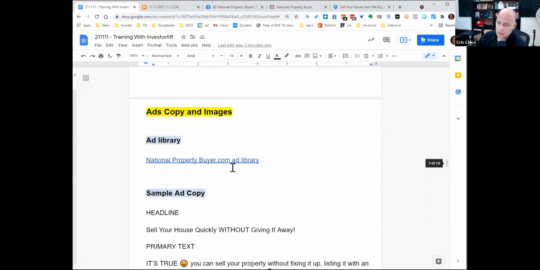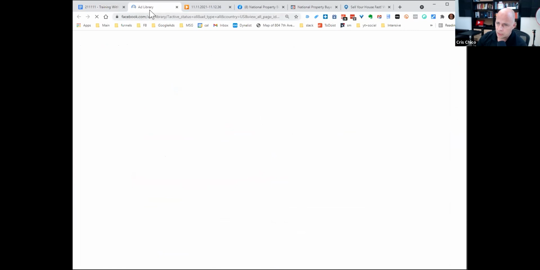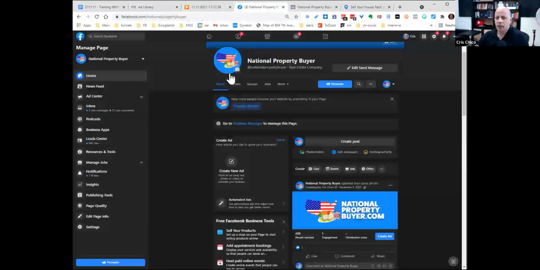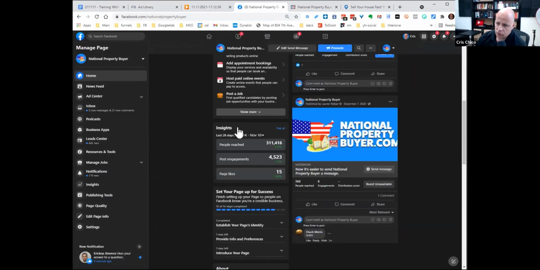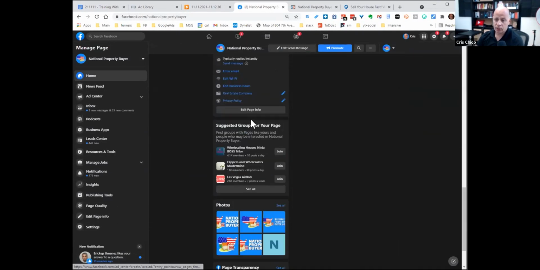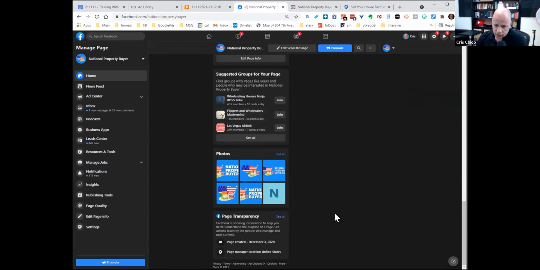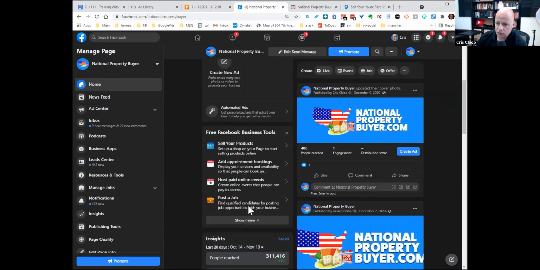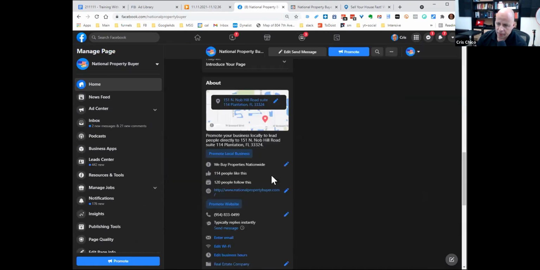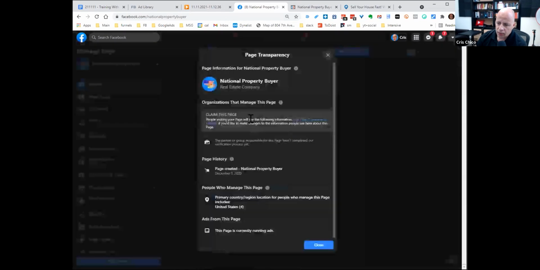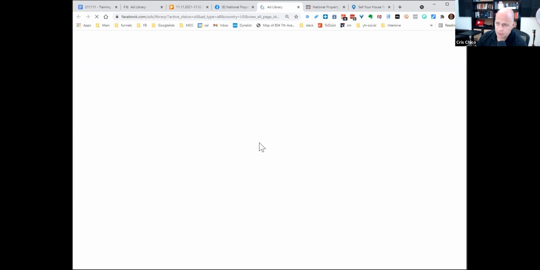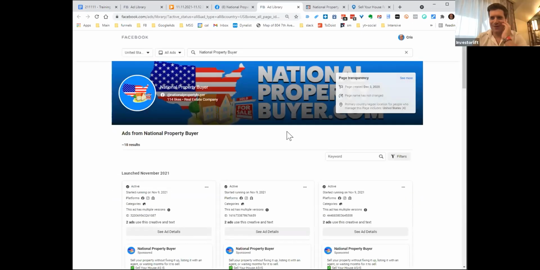In terms of the ad copy and images, I don't know if you guys know, but you can go to pretty much any page, and when you go to a page like this, you look for the page transparency section. When you click on that, sometimes this will appear here, or sometimes it might appear in the upper menu. When you click on it, you see all, and if anybody's running ads, you can go to the ad library and see what ads are running.